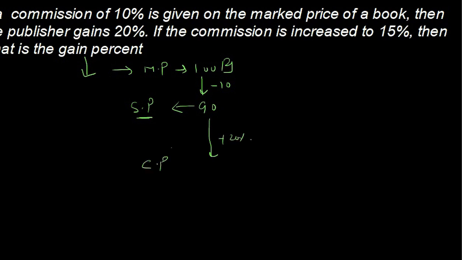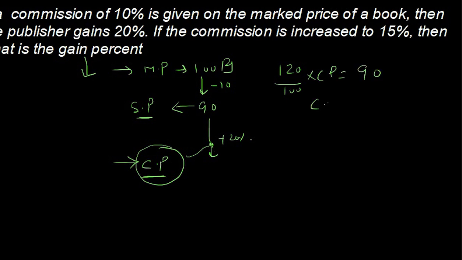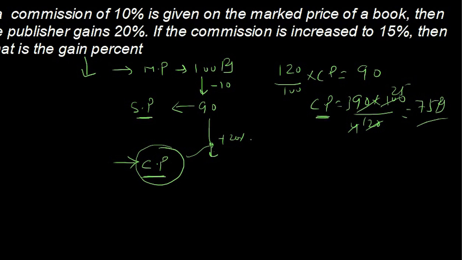So I think the most important thing, as I already told you in the theory part, whenever you are solving questions of profit and loss, make sure that you calculate the value of cost price. So the cost price can be written by gaining 20% on it. So we can say 120% of cost price equals 90 rupees. So what is the value of cost price? It is 90 into 100 divided by 120, which is 75 rupees.